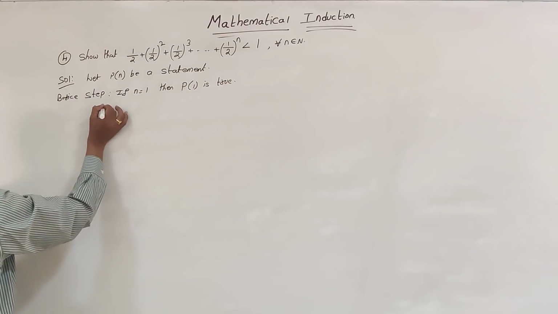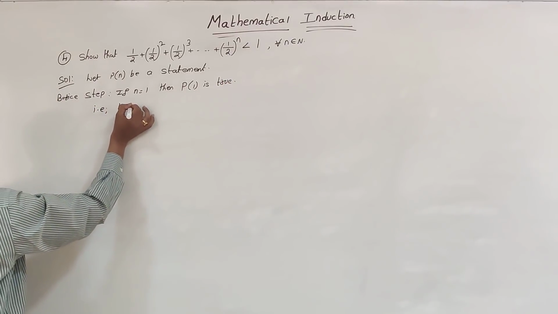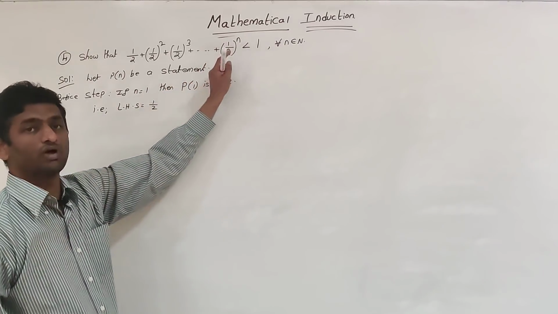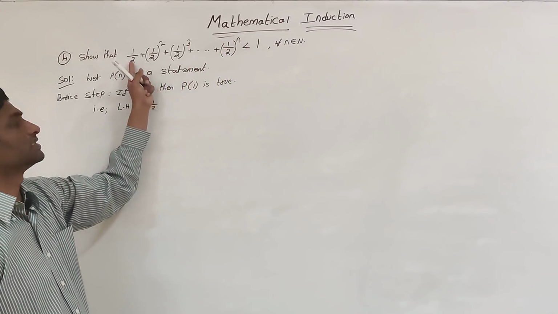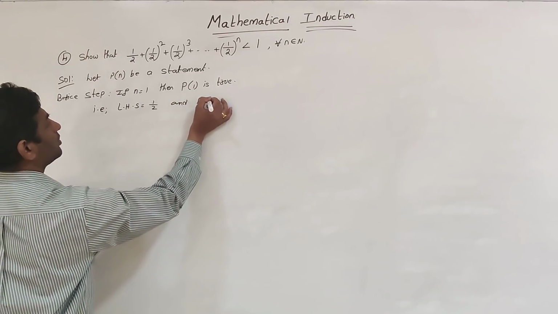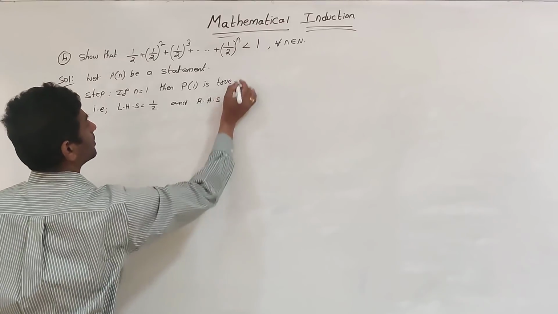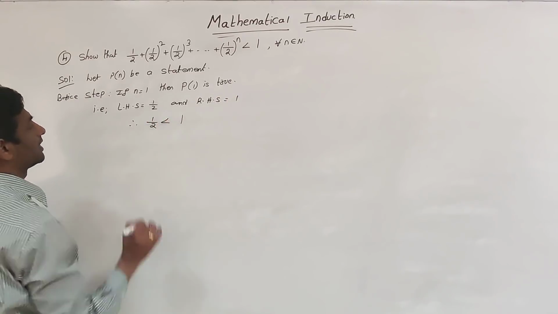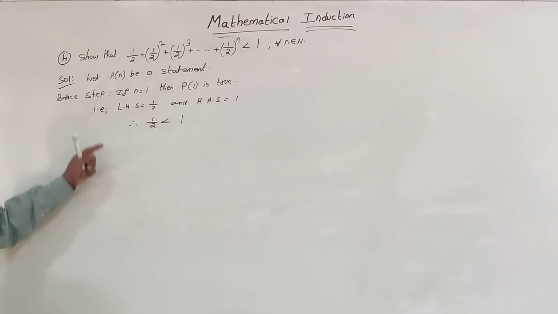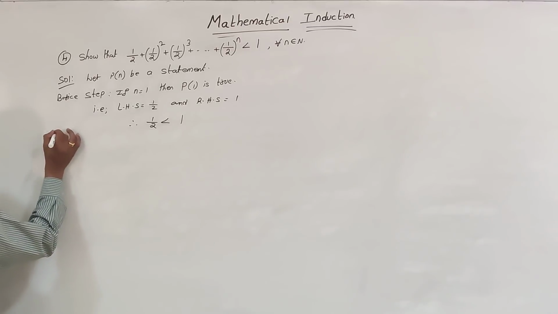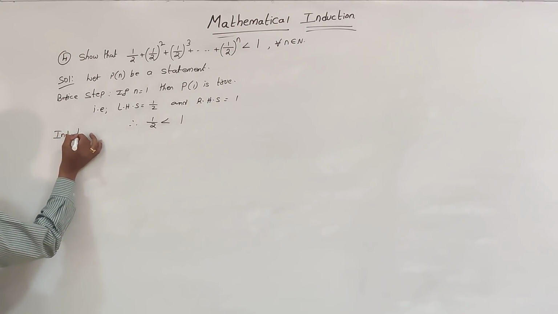That is, LHS will be 1 by 2, because if we put n is equal to 1, 1 by 2 whole power of 1 is 1 by 2. And RHS is always 1 only. Therefore 1 by 2 is less than 1. So the statement is true for n is equal to 1. So next, inductive hypothesis.